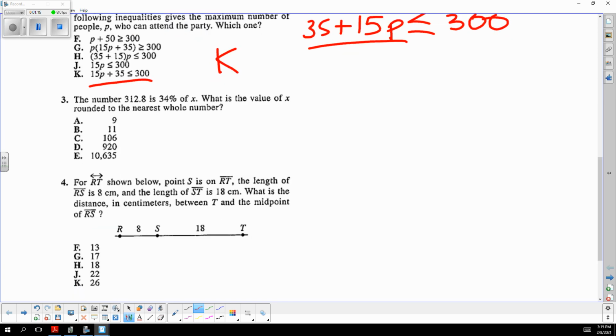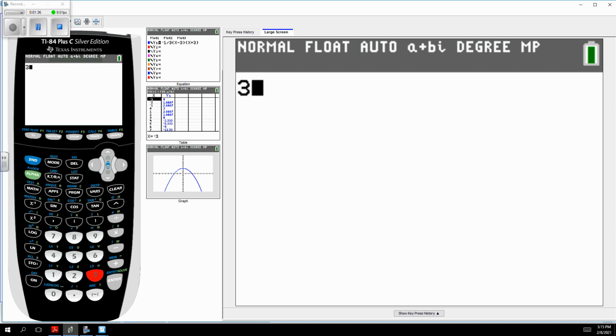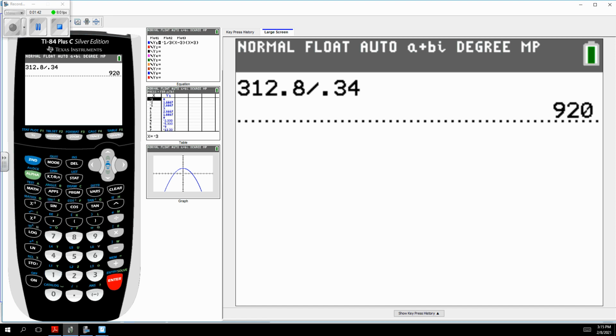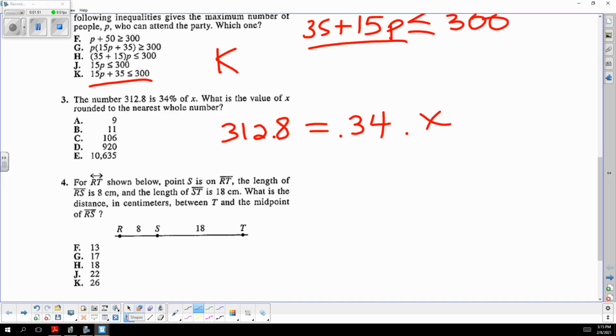3 is also a story. 312.8 is means equal. 34%, you can either choose 34 over 100 or 0.34 times x. So I just divide 312.8 by 0.34 to get my x out of that, and the answer is 920, D. You could also have used the equation solver to get that. You could have put those numbers into solver.